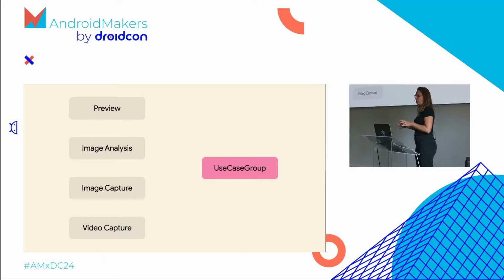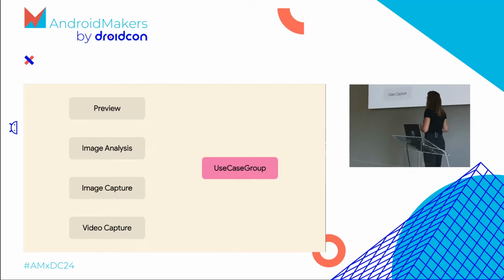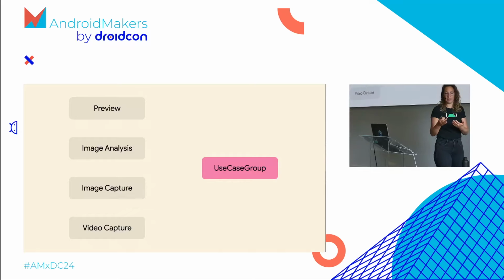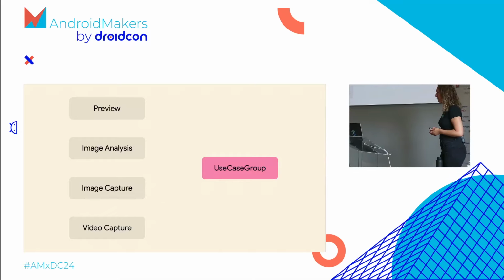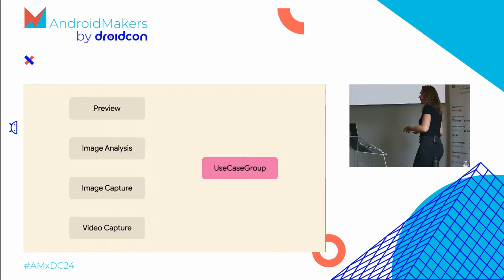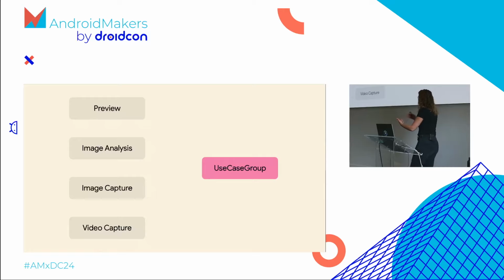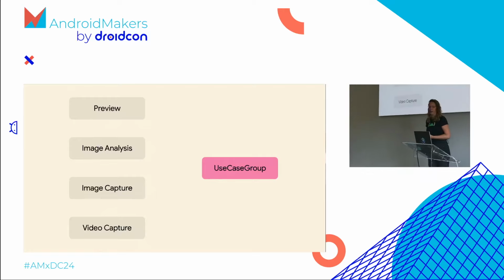So how does CameraX work? It works based on use cases. So you define what you want your specific camera flow to do. Do you want to preview what the camera sensor is seeing at any given point in time on your UI? Do you want to analyze images? So you want to basically look at things and then analyze the frames that are coming in? Or do you want to capture an image or maybe capture a video?